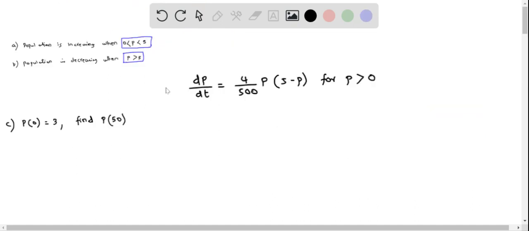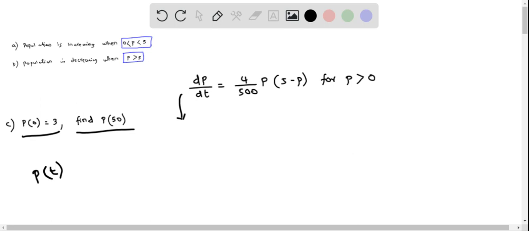In part C, we determine P of 50 using the initial condition P of 0 equals 3. For that, we have to solve this differential equation so that we get P of t. Once we know P of t and also identify the constant of integration using this initial condition, we can determine P of 50. So let's focus on solving this differential equation.